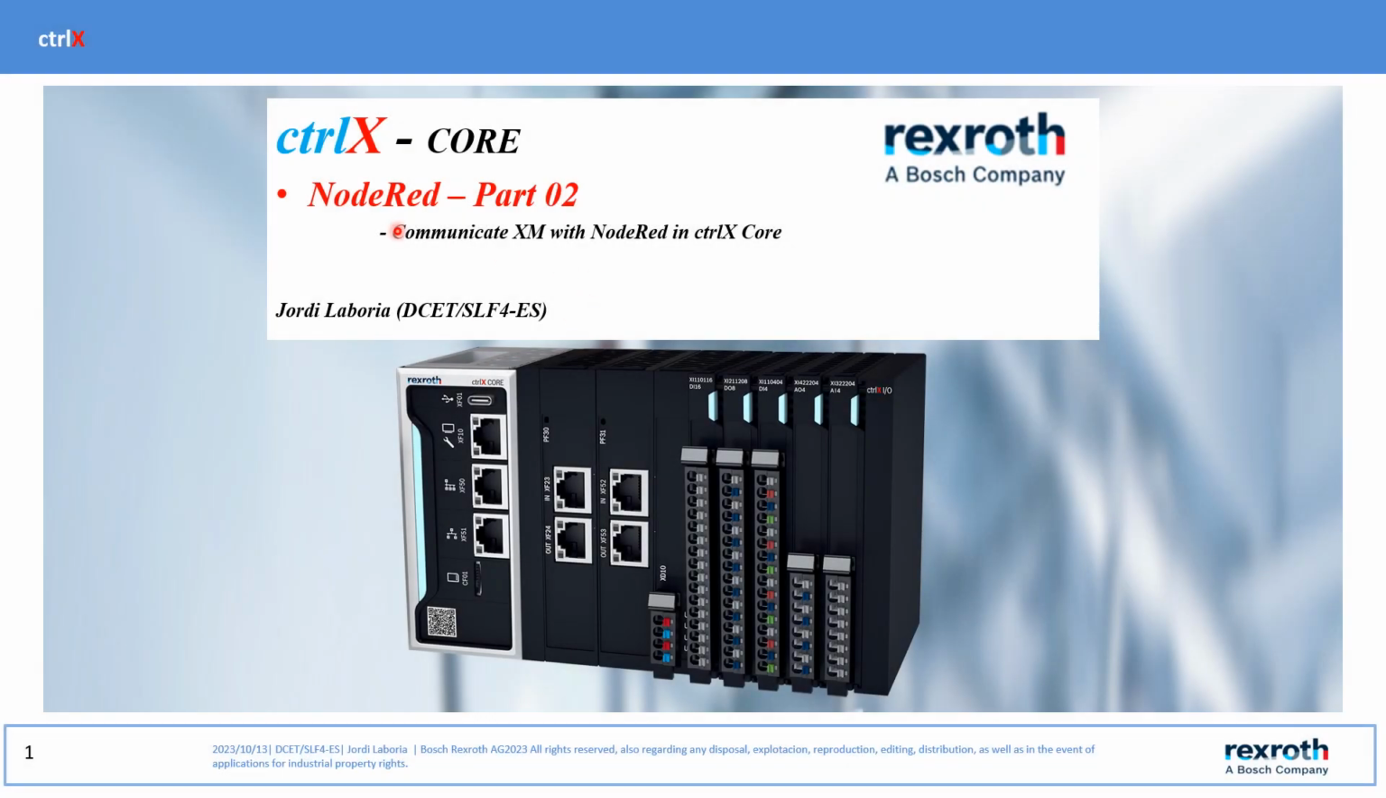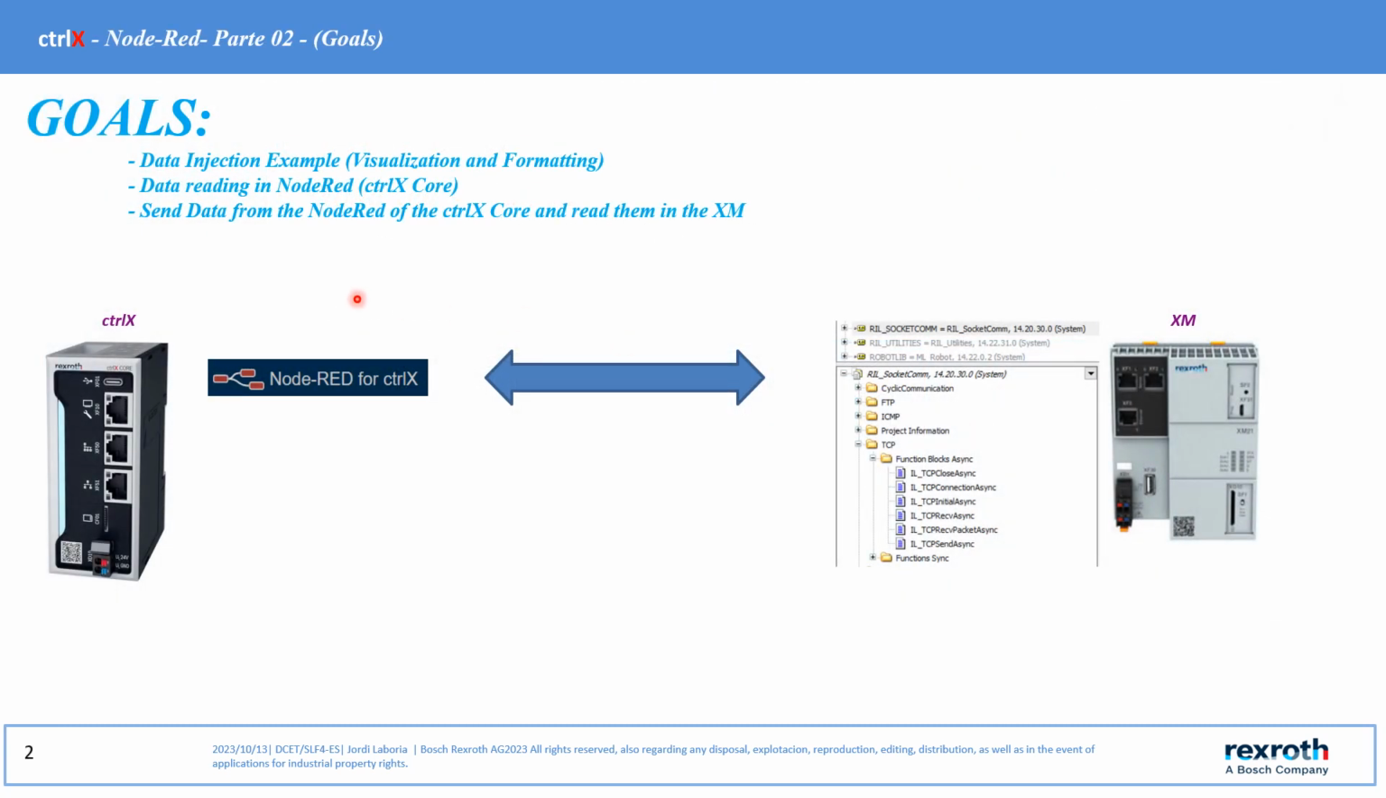In this second part, dedicated to Node-RED, we will see how to communicate with the XM and send and receive data from Node-RED. In this example, we will see how to inject data, how to visualize them and their formats. We will see how to read data in Node-RED from XM, and how to send data from the network node to the XM, and of course the example of the XM program used.